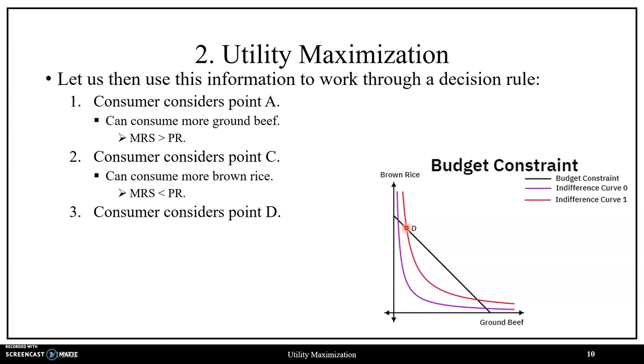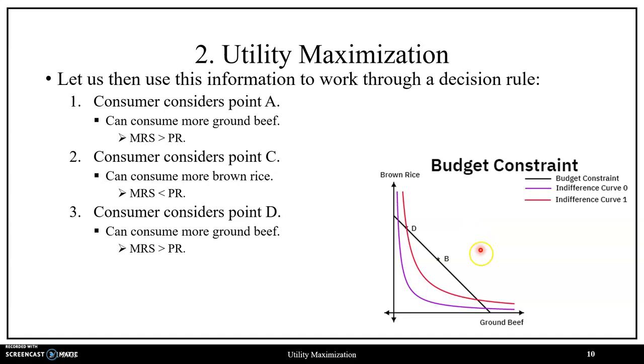Does point D make the consumer the best off possible in terms of its quantity of brown rice and ground beef? Well, the answer is going to be similar to that of point A in that it's no. In this case, the consumer has incentive to consume further quantities of ground beef and less quantities of brown rice due to the marginal rate of substitution being greater than the price ratio, where in this instance, additional utility provided by ground beef is greater than its cost. Therefore, the consumer has incentive to consume more ground beef. Since income is finite, consuming more ground beef means less brown rice since they're using all of their income, so this is generating that rightward movement along our budget constraint.